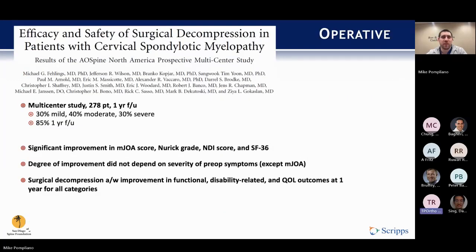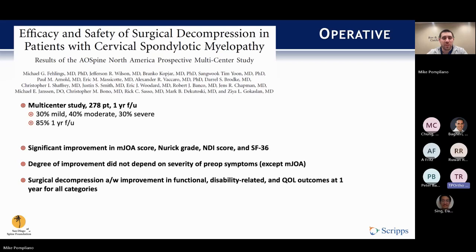With respect to the safety of decompression, is operative treatment beneficial and safe? This was a multi-center study of 278 patients with 1-year follow-up, about an even spread of mild, moderate, and severe disease. They found a significant improvement in MJOA score, NERC grade, NDI score, and SF36 with the operative cohort.